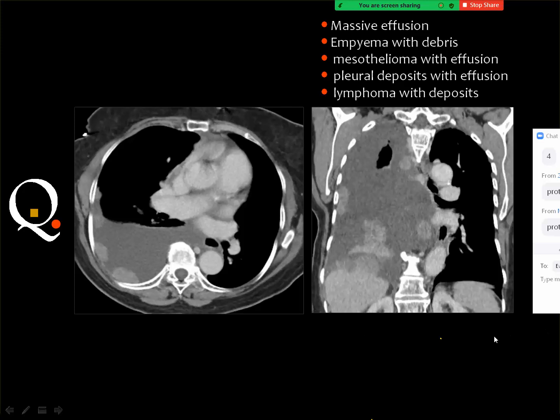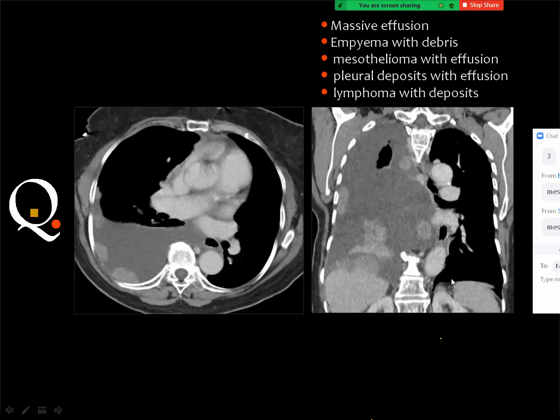Then in this case, we have pleural effusion on the right side, and I gave you some of the differential diagnoses: massive effusion, empyema with debris, or mesothelioma with effusion, or pleural deposits with effusion, or lymphoma with deposits.